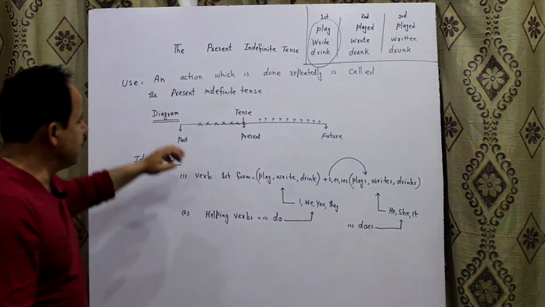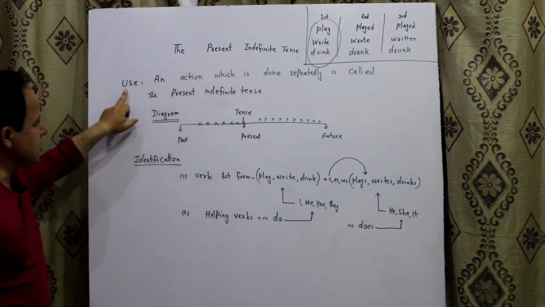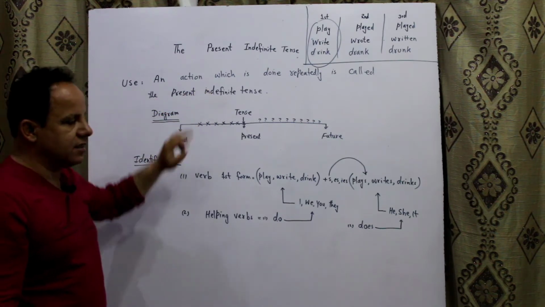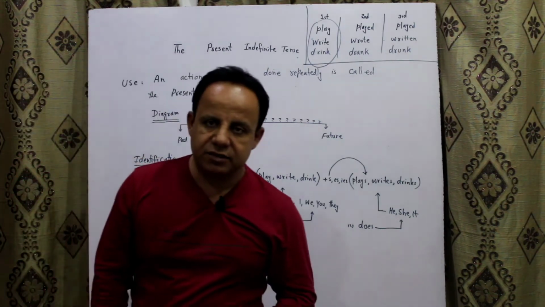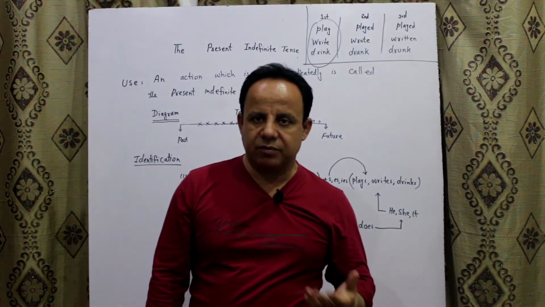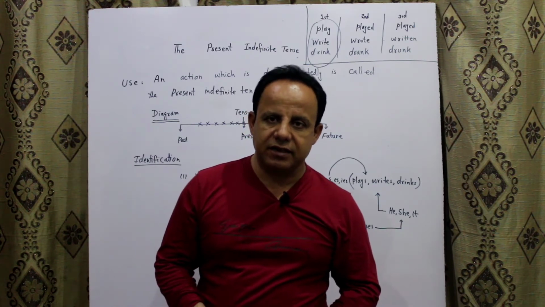You can find here the first tense, the present indefinite tense. An action which is done repeatedly is called the present indefinite tense. Repeated action means which happened yesterday, which happens today, and which will probably happen in future. So that is called the present indefinite tense.